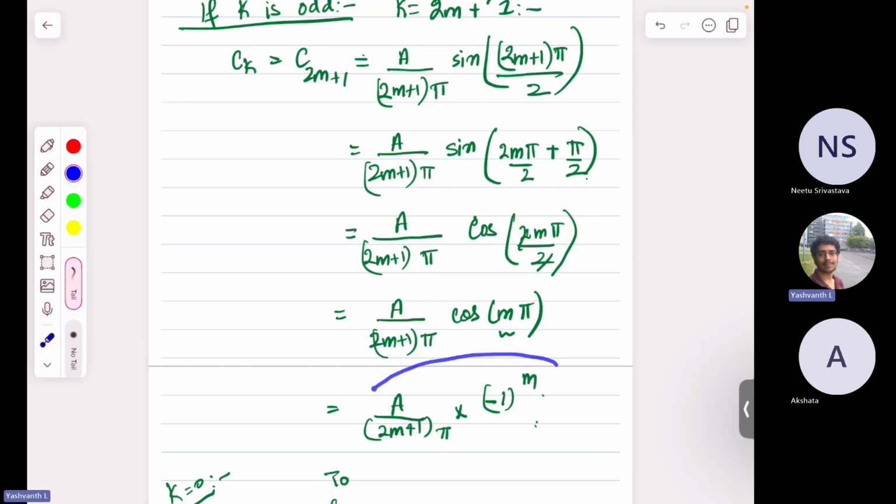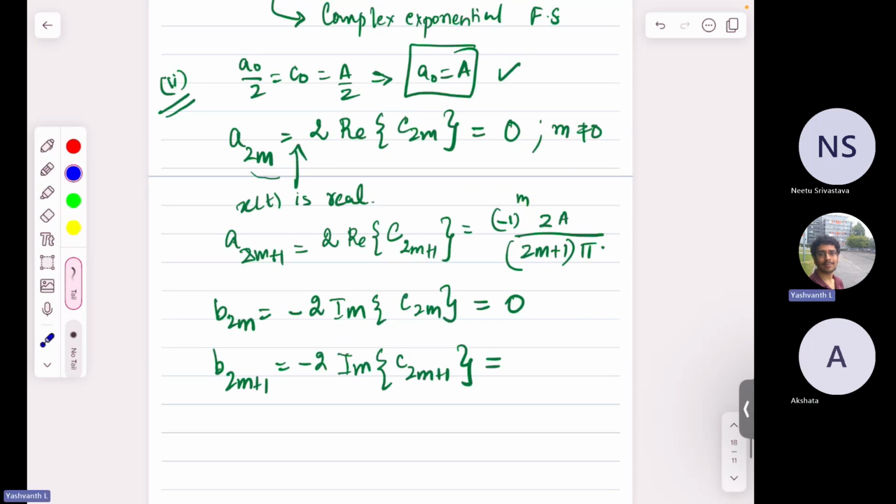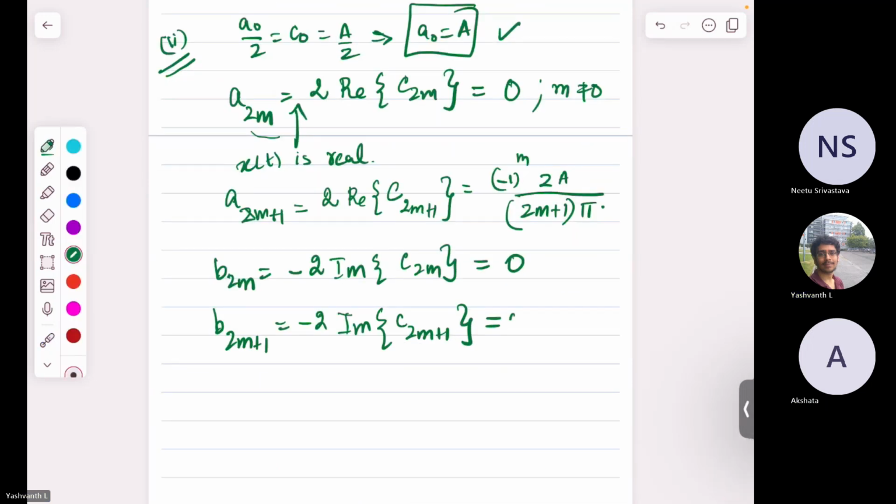See, is there any j term here? A is a real number, m is a real number, pi is a real number, minus 1 is a real number. Where is the j term here? There is really no complex part, right? So what is the imaginary part of this number? Correct, it is 0. Therefore, this is also equal to 0. That means your B odd and B even both are 0, which means Bk is equal to 0 for all k.